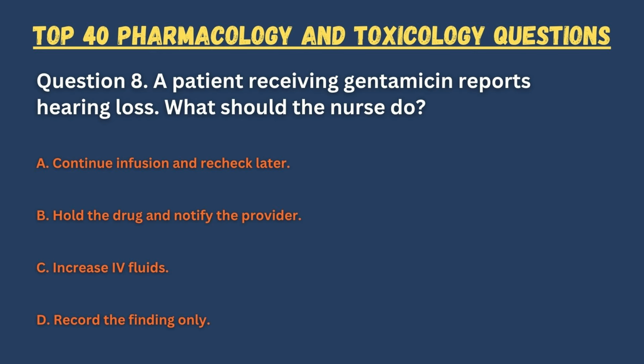Question 8. A patient receiving gentamicin reports hearing loss. What should the nurse do? A. Continue infusion and recheck later. B. Hold the drug and notify the provider. C. Increase IV fluids. D. Record the finding only.